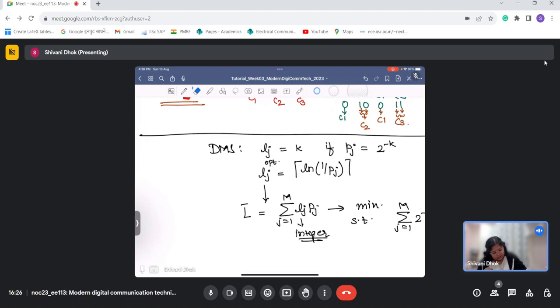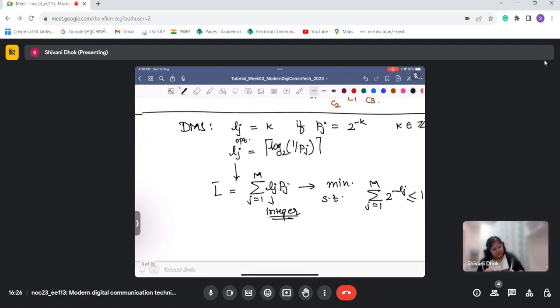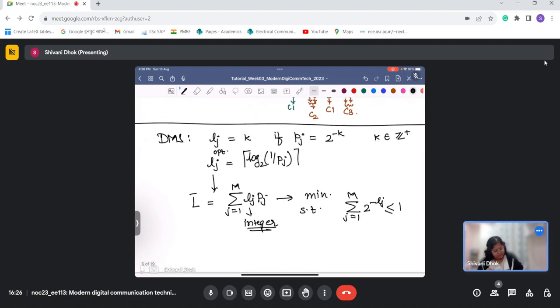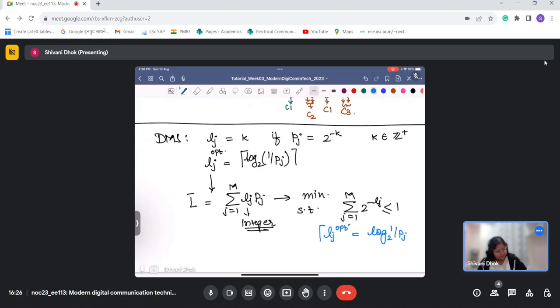Yes. And this is not ln, this is log to the base 2, right? So when this optimization problem was solved, the actual solution for this Lj opt was log 1 by pj to the base 2. This was the actual solution, but this may lead to some fractional value, that is some real value. So in order to have it as an integer, we use the ceiling operation, right?